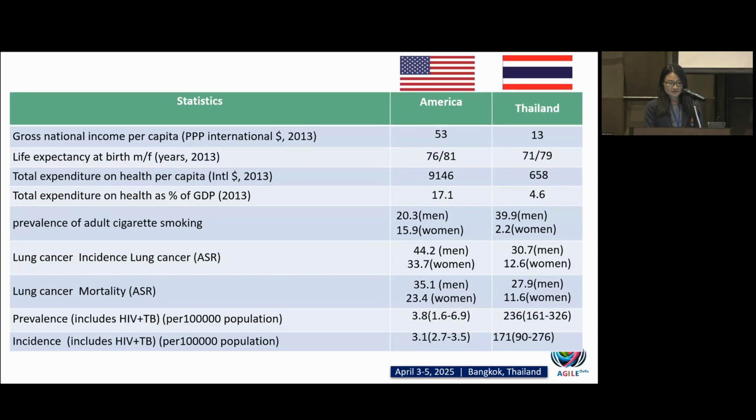We are much poorer. Life expectancy is about 5 years lower than America, the expense on health per capita is 14 times lower, and the expenditure on health as a share of GDP is about 4 times lower. The prevalence of smoking in men is higher, but much lower in women. But the lung cancer incidence in men is lower than in America.